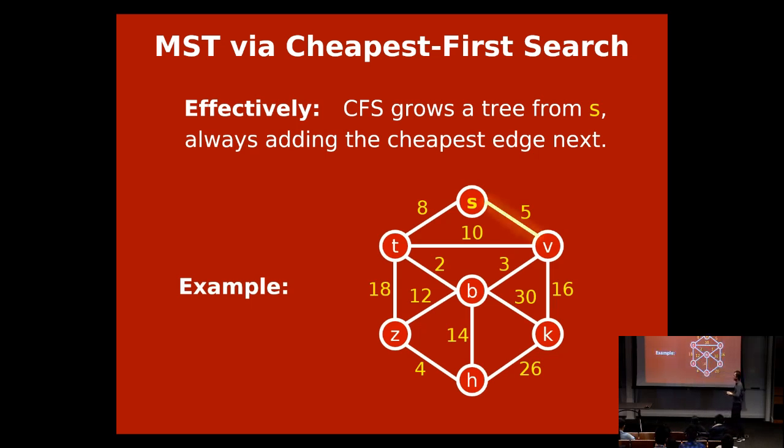So if this is the example, you start from S. The cheapest edge coming out is this one, it's 5. The cheapest edge coming out of S and V now is this one. Now you have S, V, and B. The cheapest edge coming out of all of them is this one. Now the cheapest edge coming out of S, V, B, and T is a little bit hard to find, but it's actually this one for 12. The next one coming out that's cheapest is this one. K is the only one left, and the cheapest edge going to K is this one. So that's how the algorithm works, and we're going to prove that this greedy algorithm actually finds the minimum spanning tree.